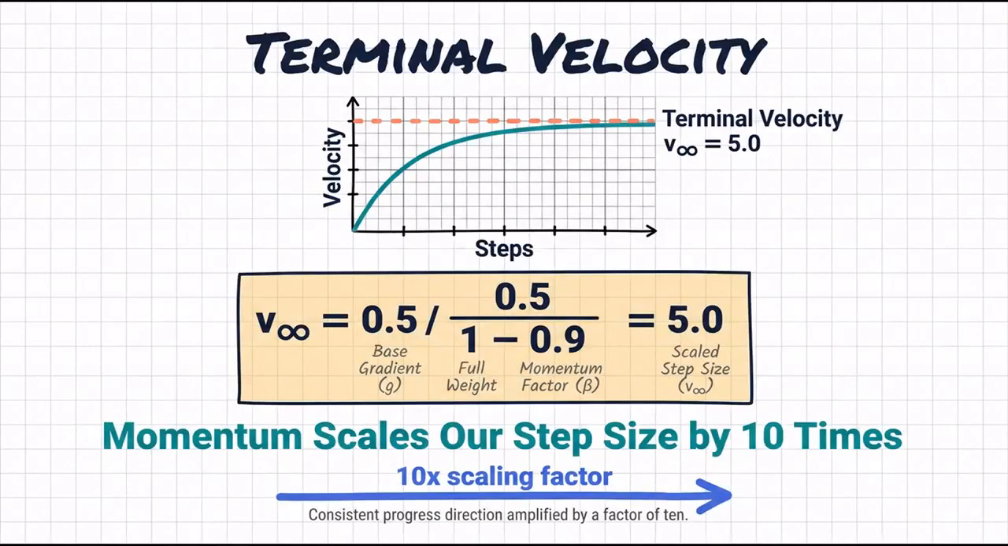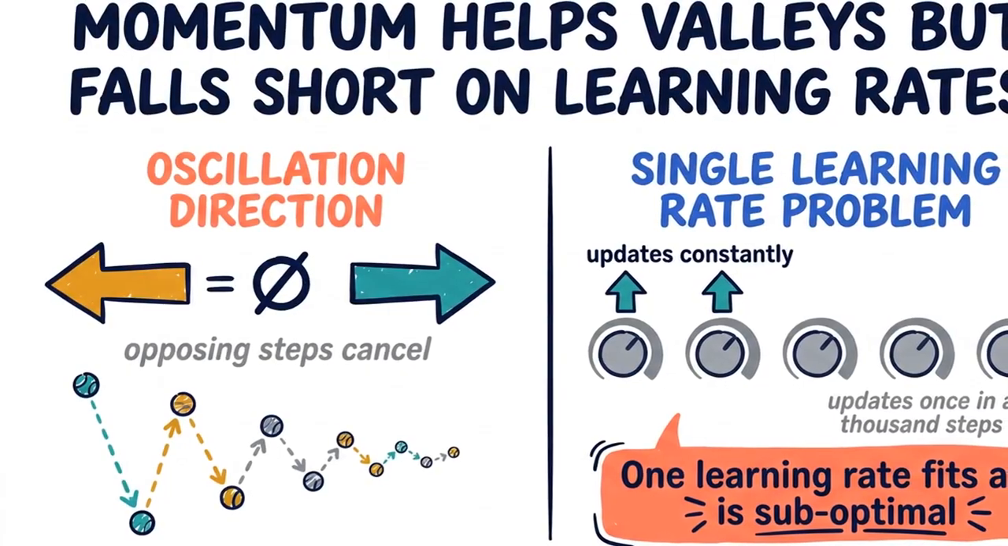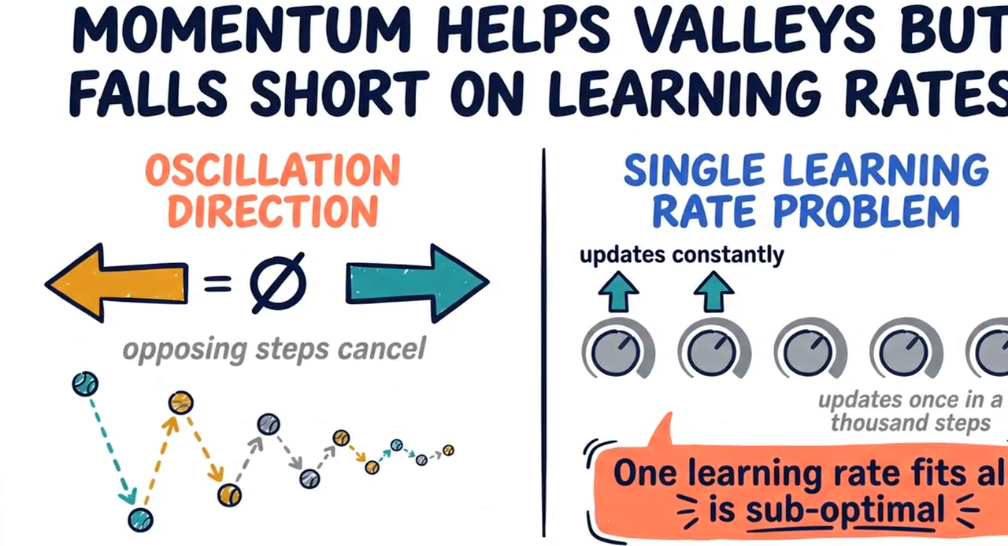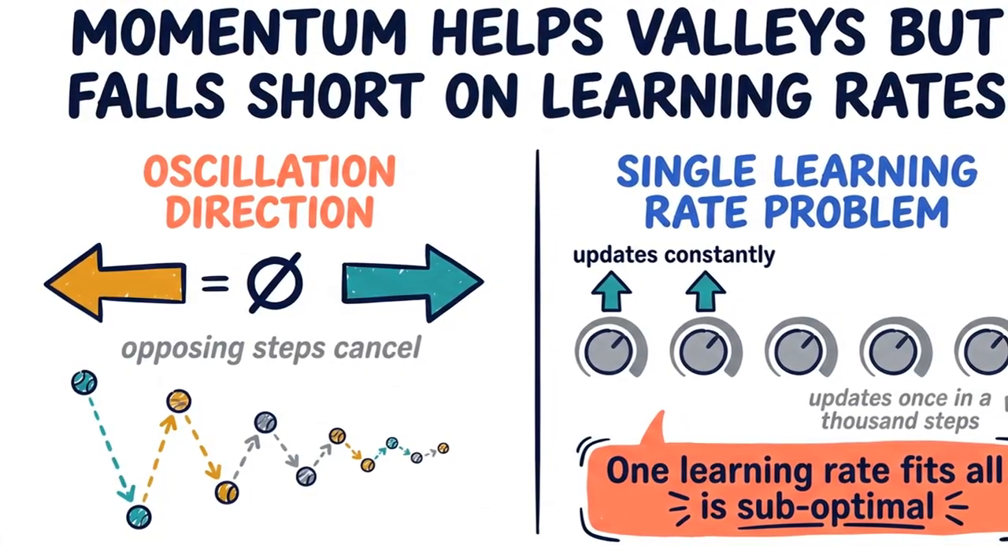Eventually, velocity reaches a terminal limit of v sub infinity equals 0.5 divided by the quantity 1 minus 0.9, which equals 5.0. Momentum scales our step size by 10 in the direction of consistent progress. Meanwhile, in the direction of the steep walls where the gradient oscillates, opposing steps cancel each other out, dampening oscillations.